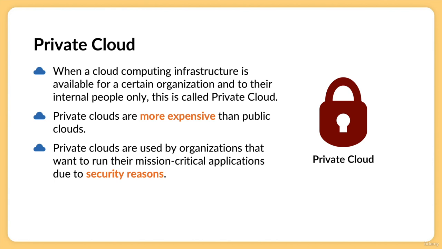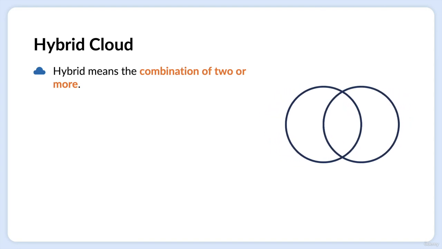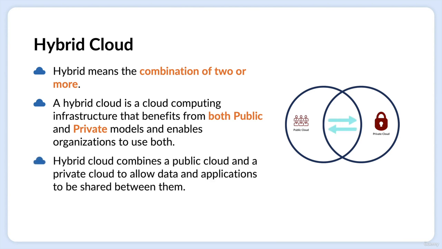The next is hybrid cloud. As the name suggests, hybrid means the combination of two or more. A hybrid cloud is a cloud computing infrastructure that benefits from both the public and private models and enables organizations to use both. So when an organization uses a public cloud along with their private cloud, that's called hybrid cloud. In other words, a hybrid cloud combines a public cloud and a private cloud to allow data and applications to be shared between them. That's all for this lesson.